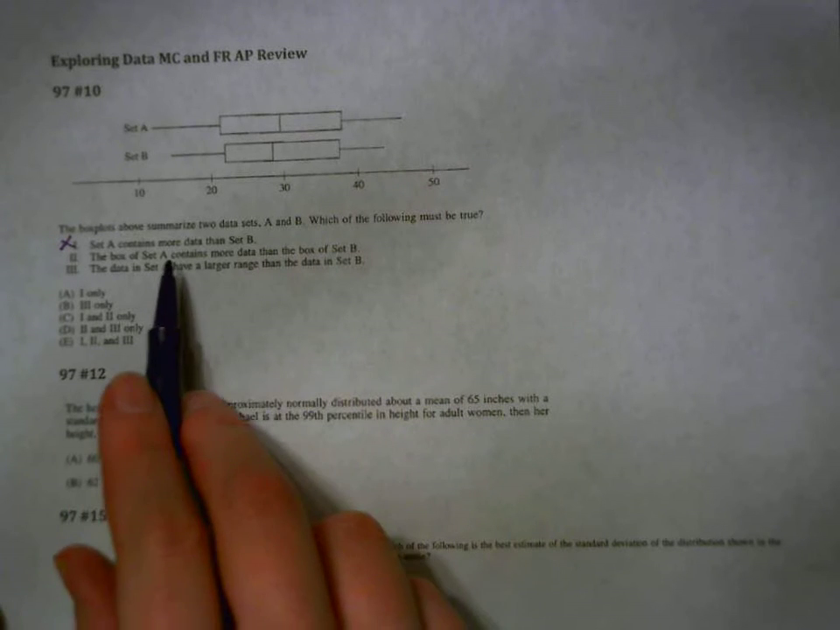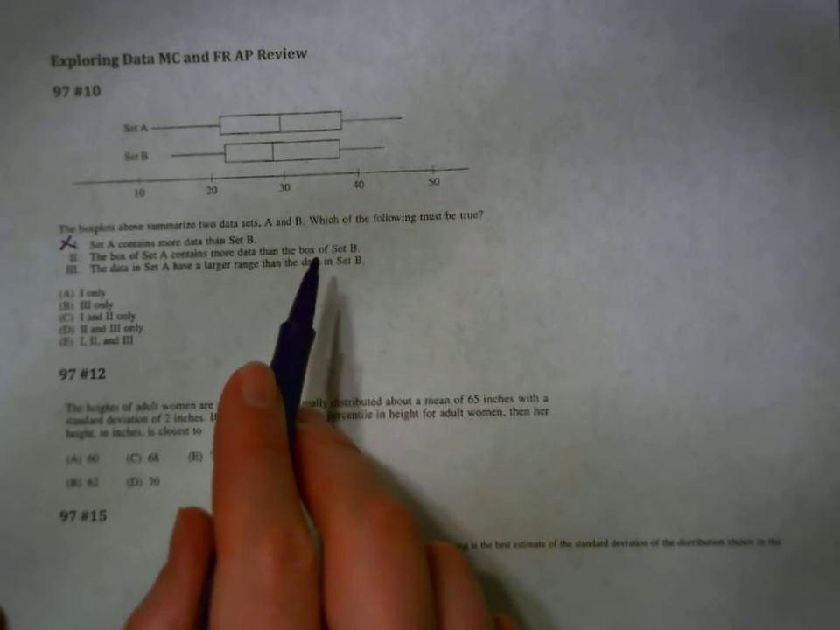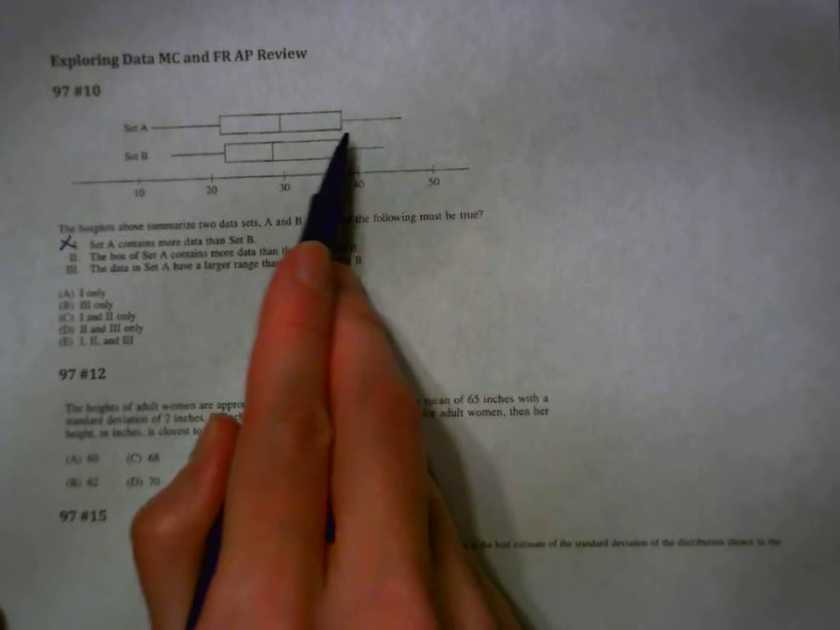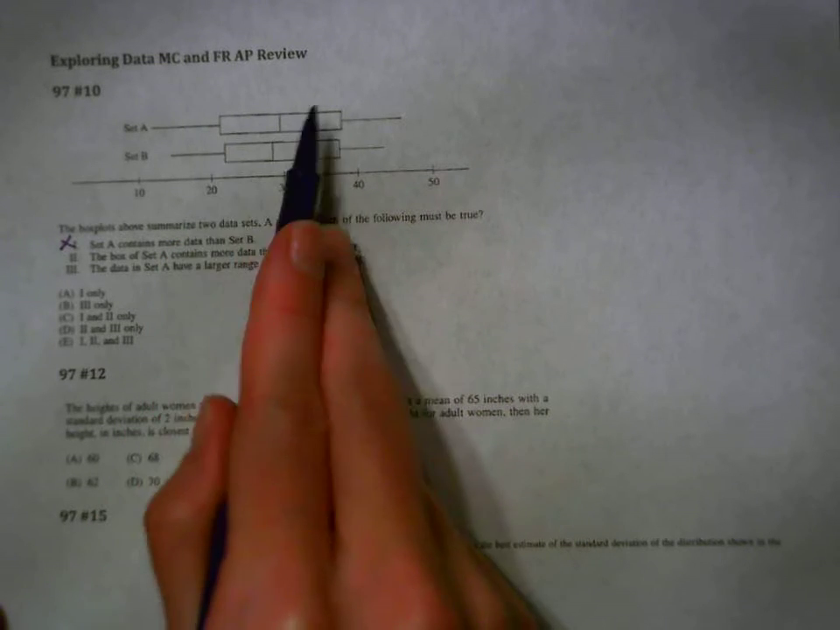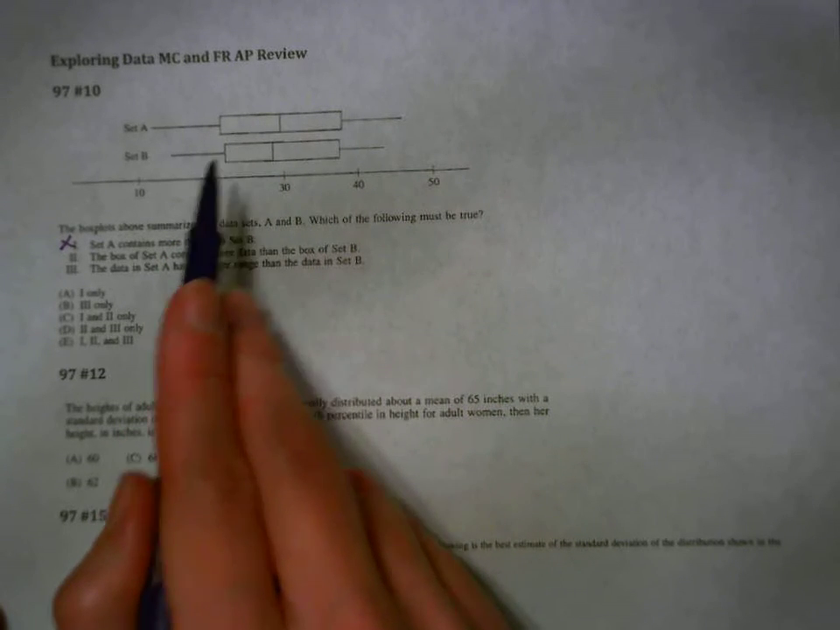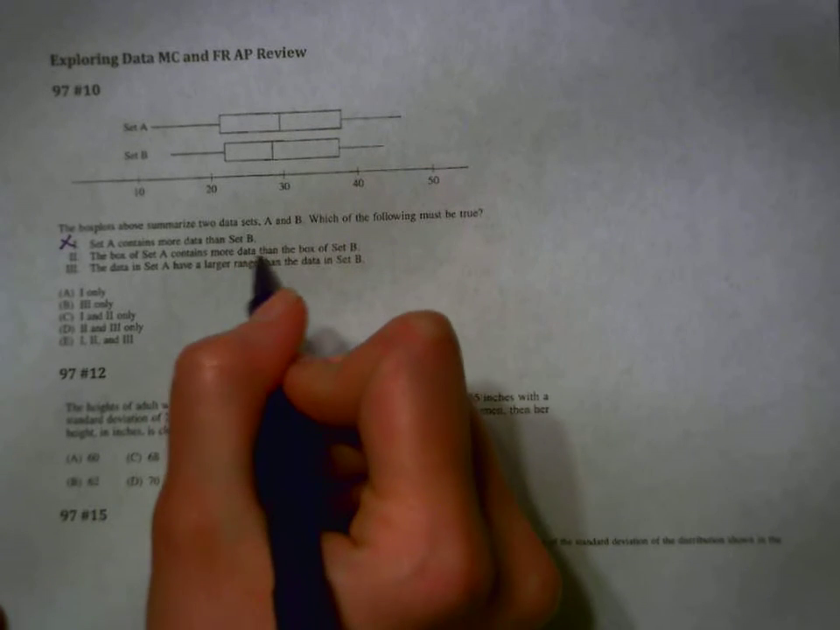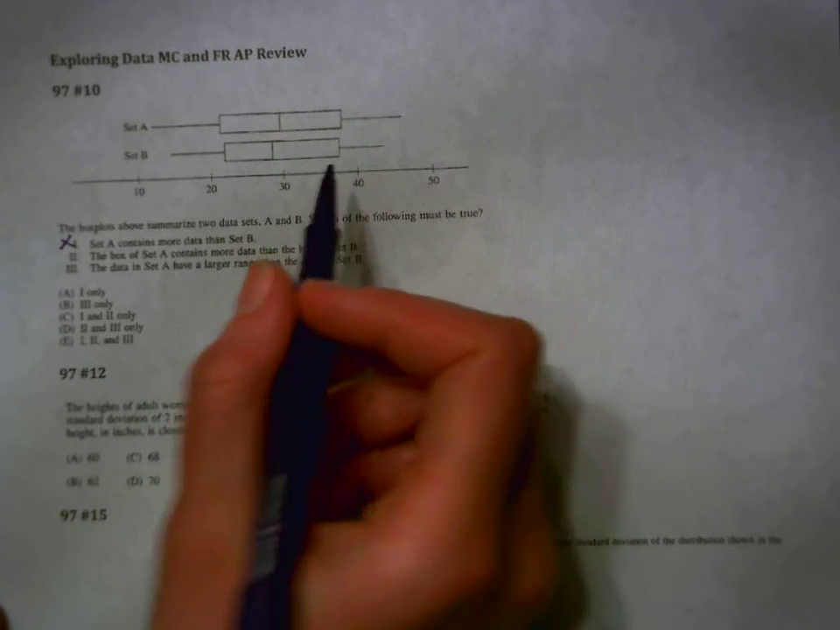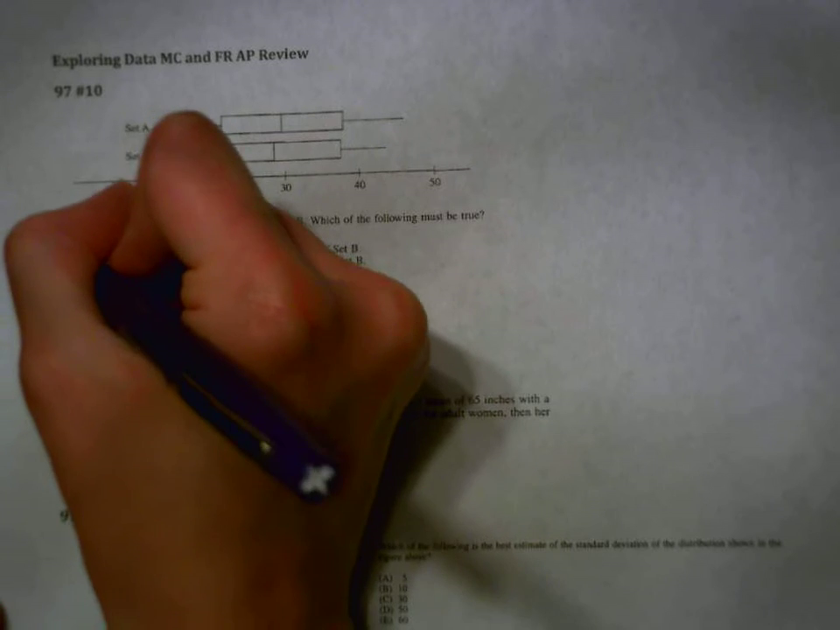The box of set A contains more data than the box of set B. So that one's very similar. It's saying this box, between your Q1 and Q3, there's more data than this one. And again, you have no way of knowing the amount of data. We just know the spread of the data. So that one can't be true.